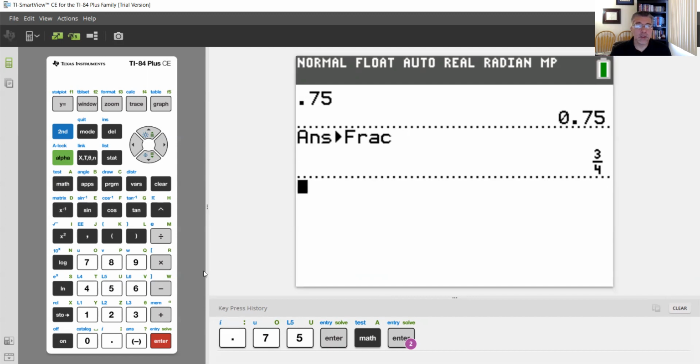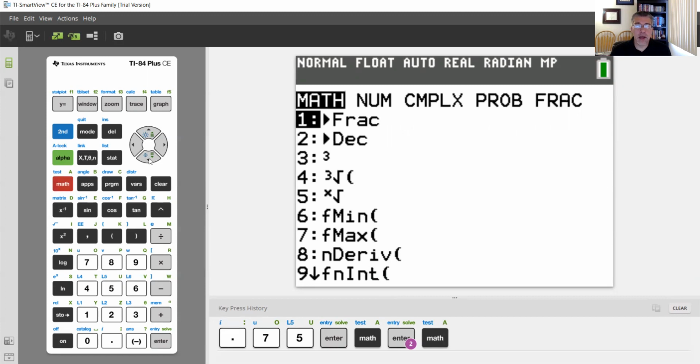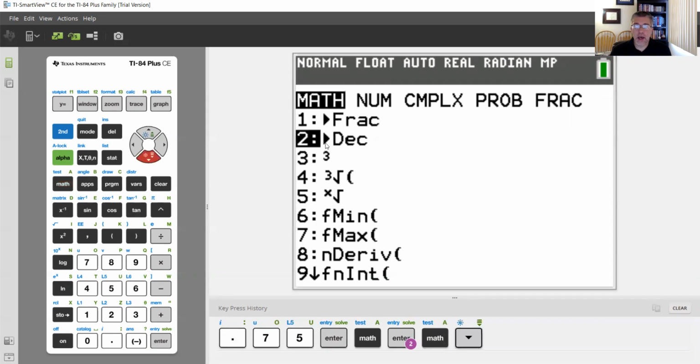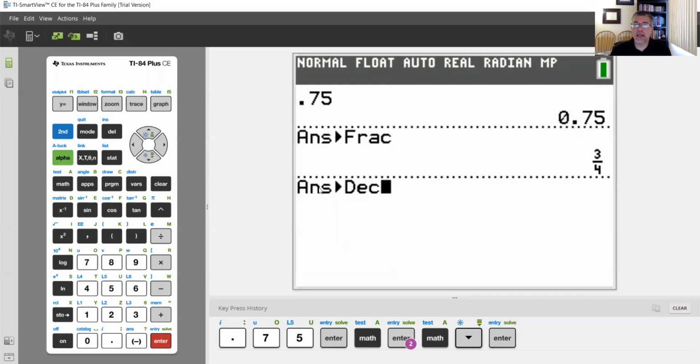Well, I would merely hit the math key one more time, and I would arrow down to 2. And we would highlight the 2 decimal key. And then I would hit the enter key, and it's going to take that answer to a decimal. And I'm going to hit answer to decimal, and that comes out with 0.75 again. So this is how we convert fractions to decimals on the graphing calculator.